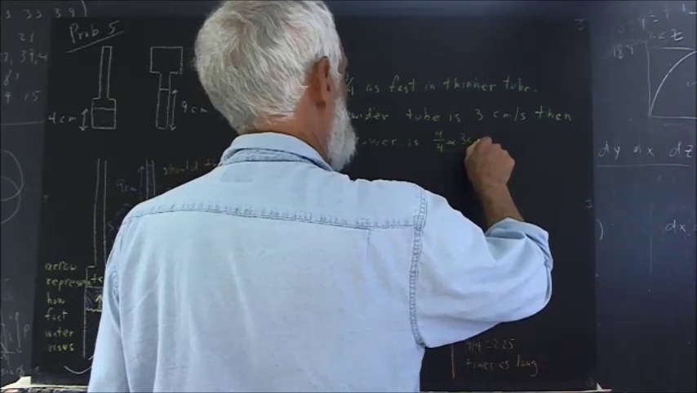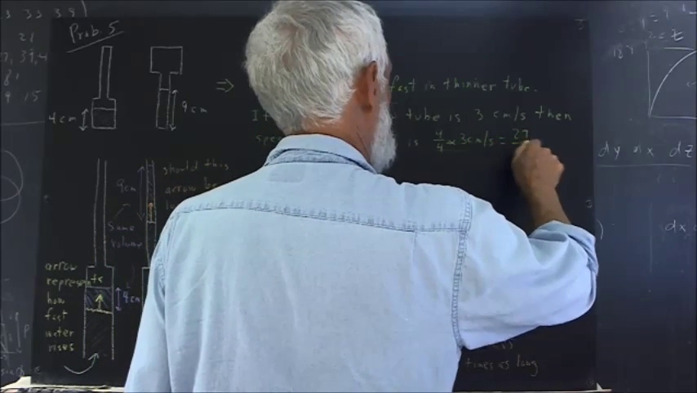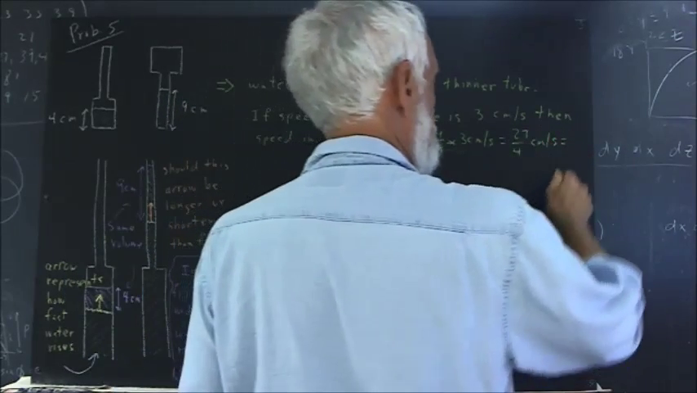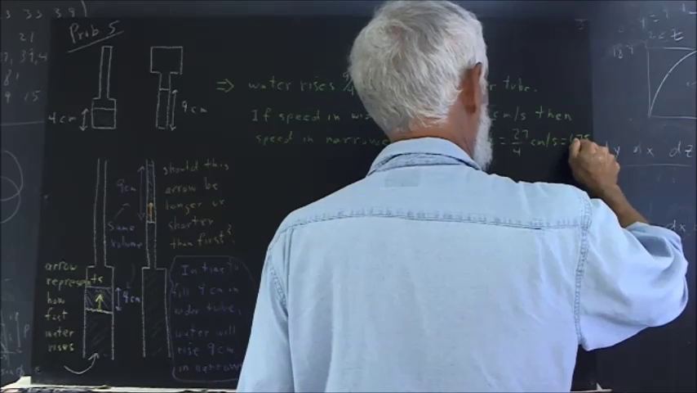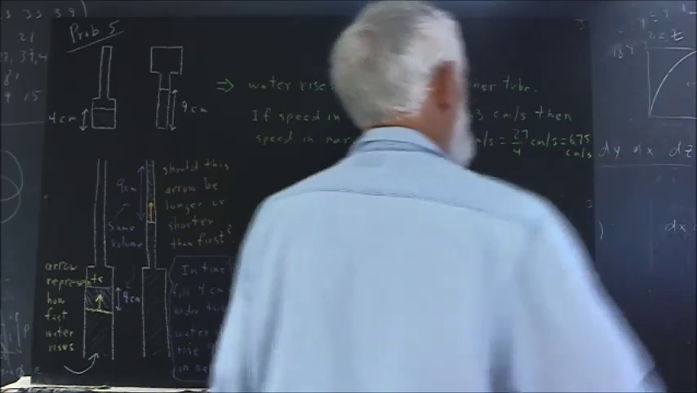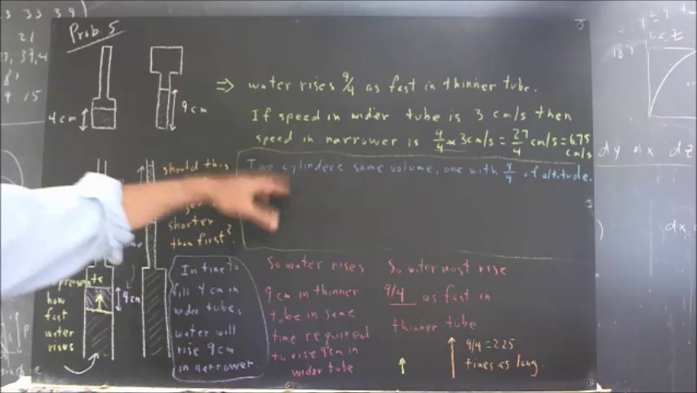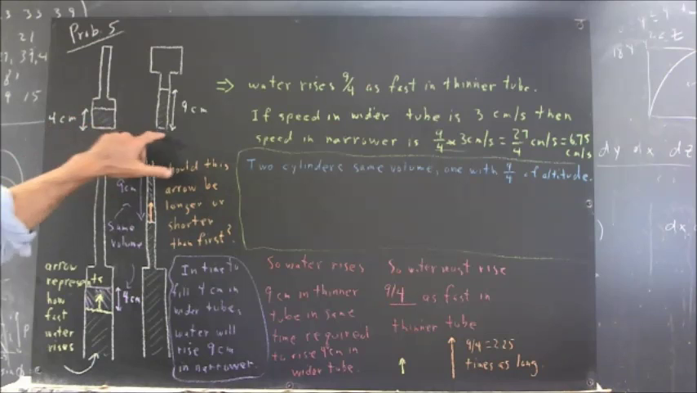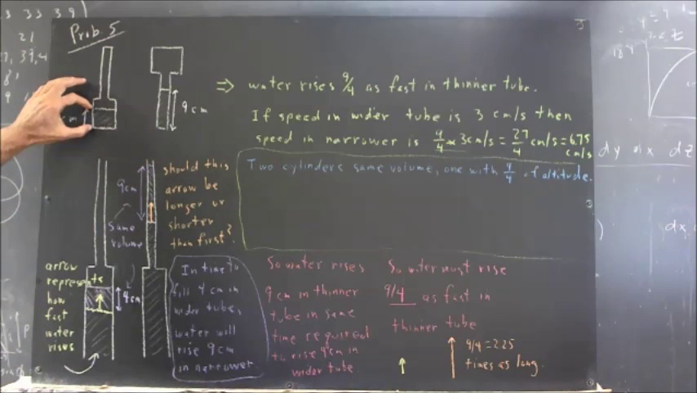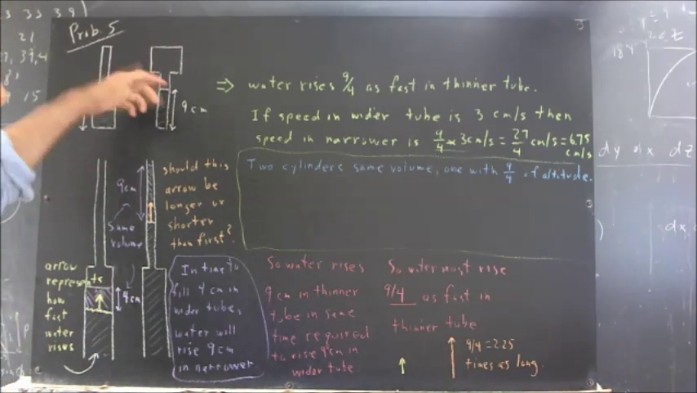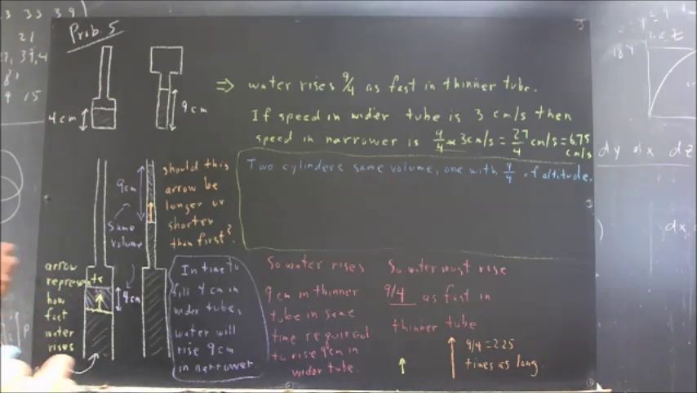9/4 of 3 centimeters per second, which is 27/4 centimeter per second, or, well, that's 6 3/4, 6.75 centimeters per second. So now we can just go back to our original information. We have two cylinders here, the cylinder occupied by this water and the cylinder occupied by this water. They have the same volume, but this one has 9/4 of the altitude. What does that tell us about the diameters and or the cross-sectional areas?